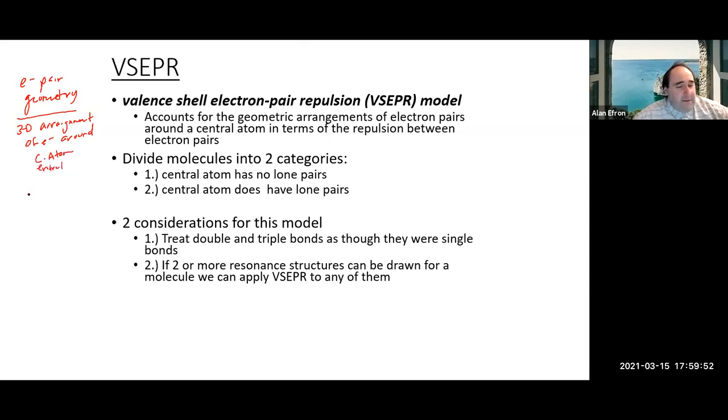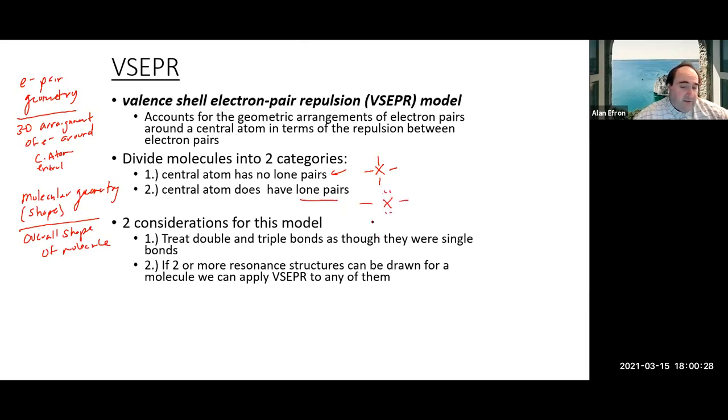We'll also talk about the molecular geometry, and there'll be a name for it. It's sometimes also referred to as the shape, and that's the overall shape of the molecule or ion. Now, we deal with two categories of molecules: ones that have no lone pairs on the central atom, which means when you draw the Lewis structure, no dots on the central atom, and ones that do have lone pairs, which means you have dots on the central atom.